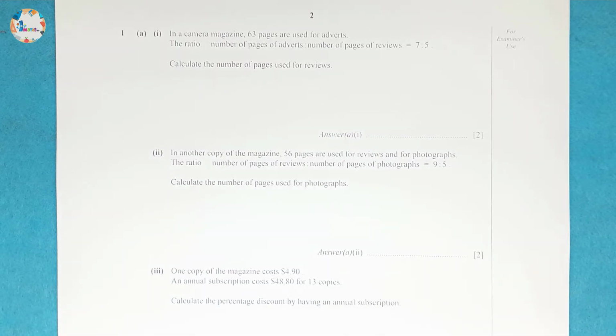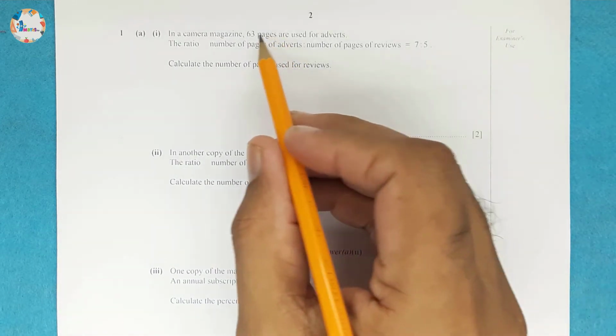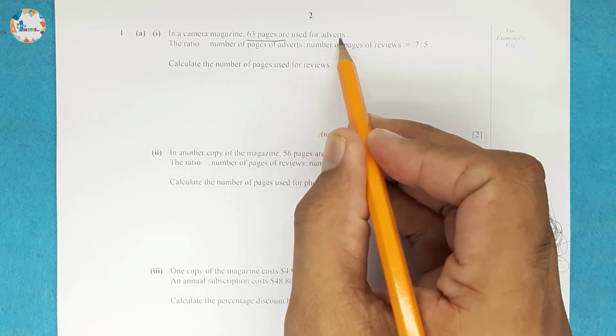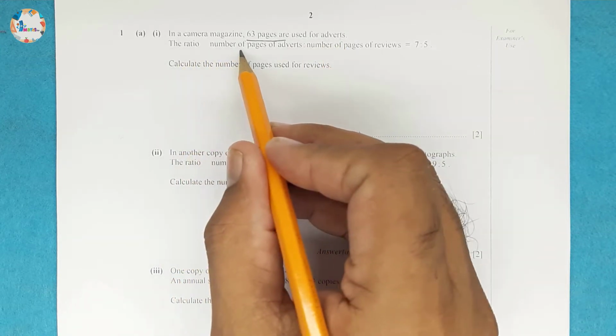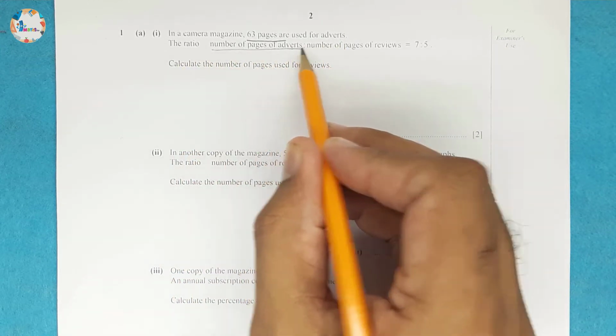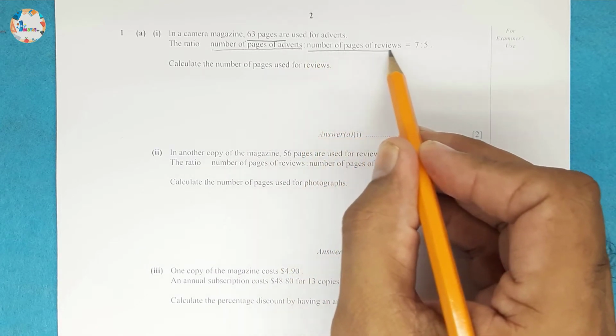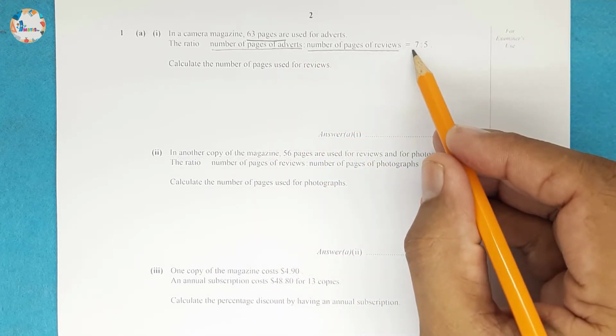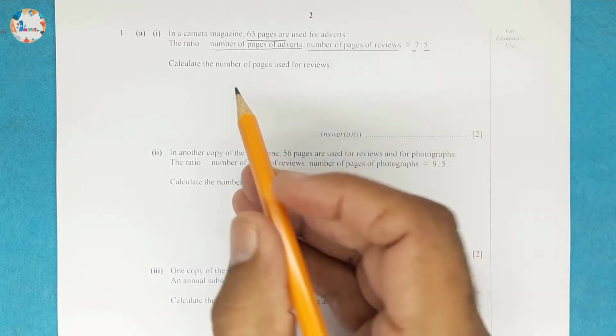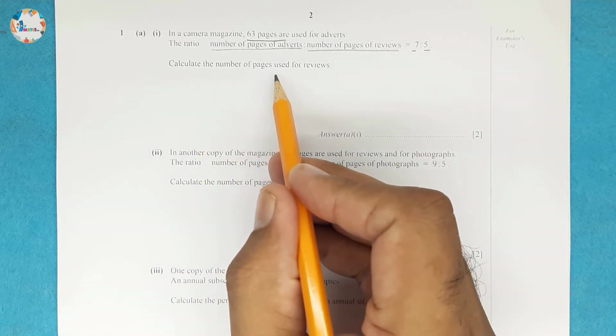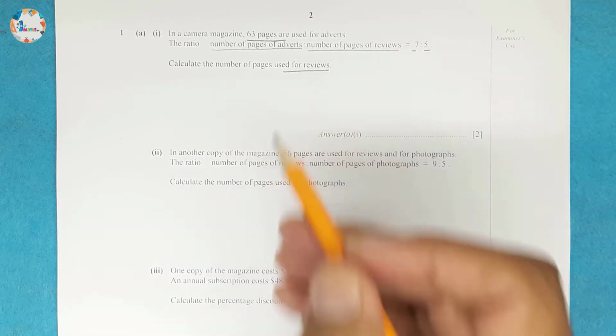Question number 1. In a camera magazine, 63 pages are used for adverts. The ratio of the number of pages of adverts to the number of pages of reviews is 7:5. Calculate the number of pages used for reviews.